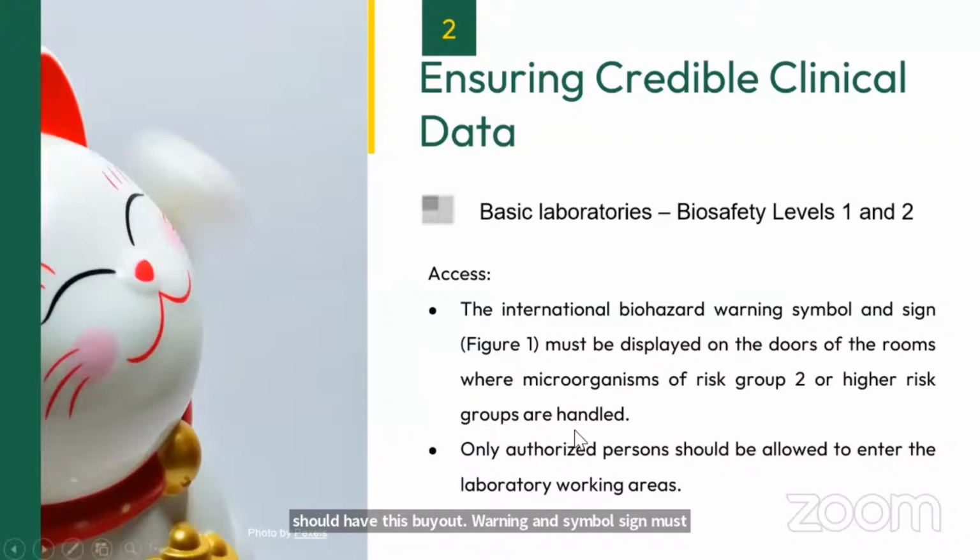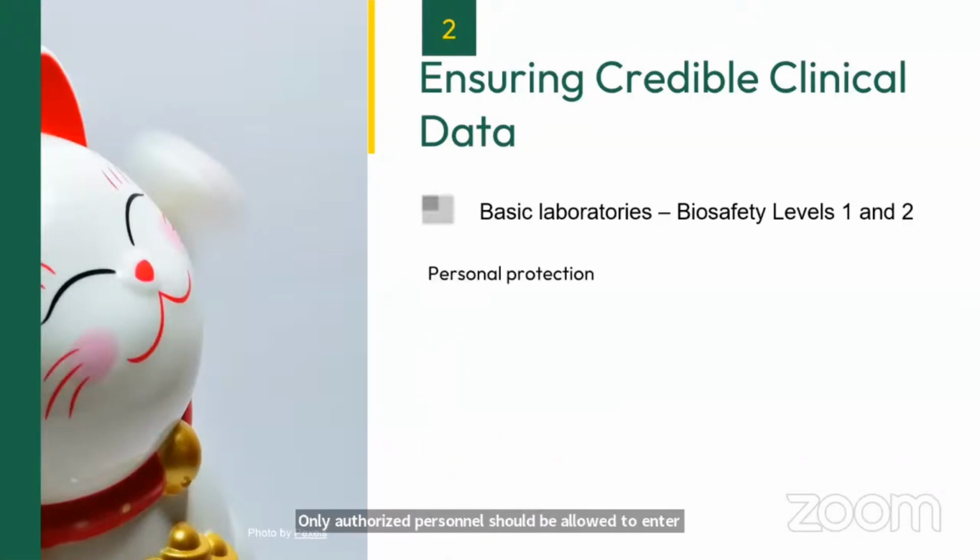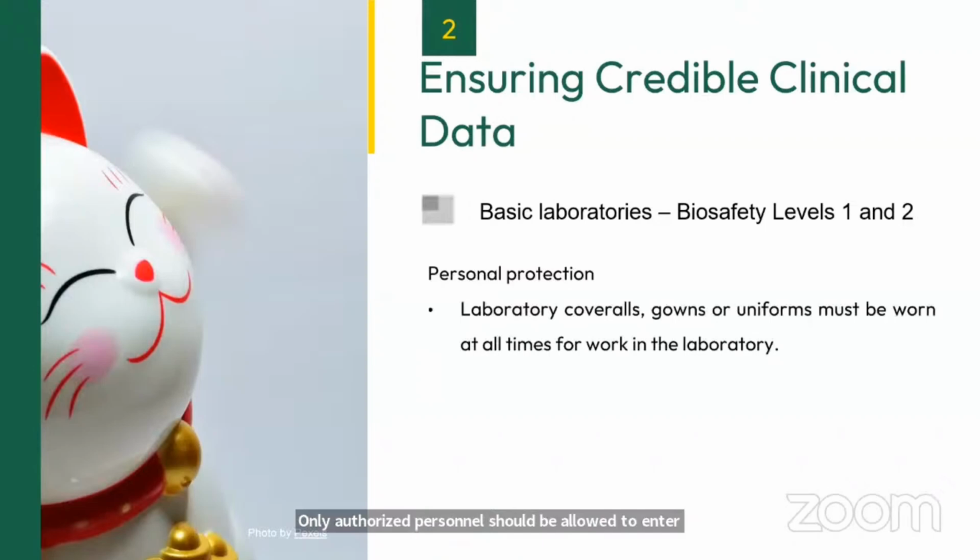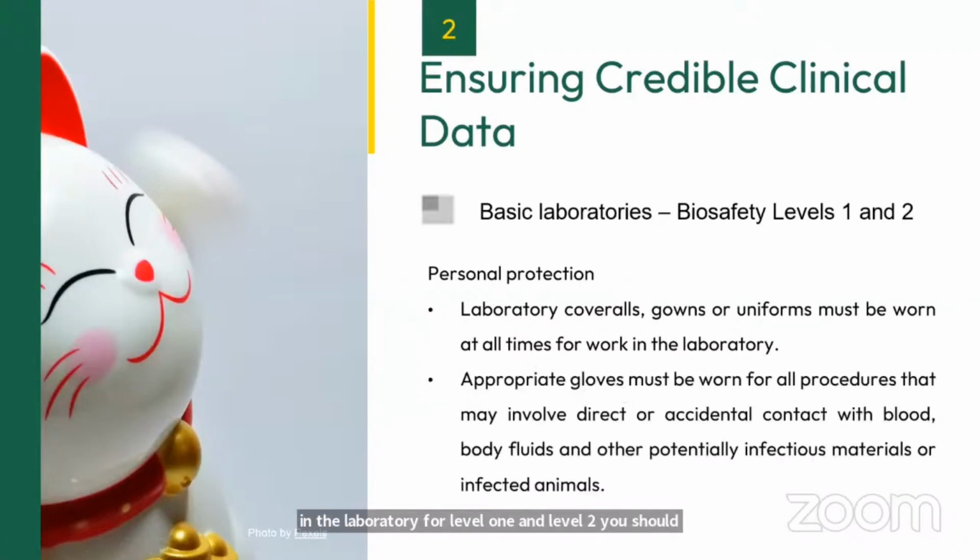Only authorized personnel should be allowed to enter the laboratory working area, irrespective of the levels, biosafety level 1, 2, 3, 4. Personal protection: laboratory coveralls, gowns, or uniforms must be worn at all times for work in the laboratory. So whenever you are working in a laboratory environment of level 1 and level 2 biosafety, you should wear gowns and uniforms.